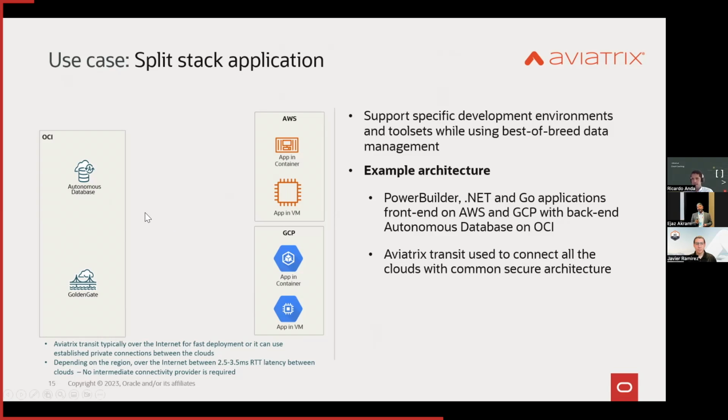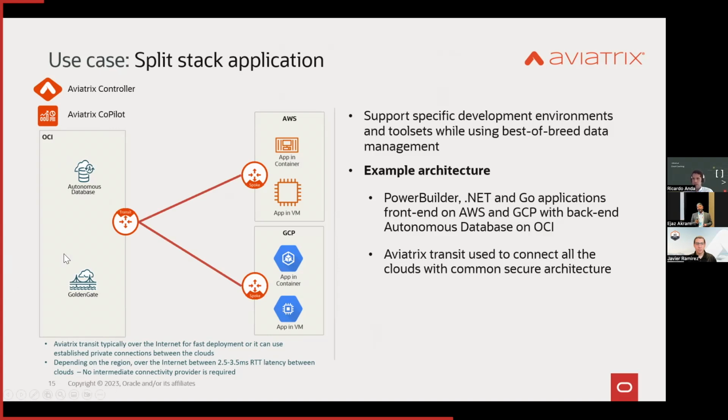With Aviatrix, the goal is to configure spoke and transit gateways in the cloud. In this scenario, the Aviatrix controller and the Aviatrix Copilot can be deployed in OCI, and in OCI deploy only an Aviatrix transit. Then in each of the clouds, an Aviatrix spoke can be deployed, and this way achieve the connectivity. A common option is the automated deployment over the internet that Aviatrix can use.